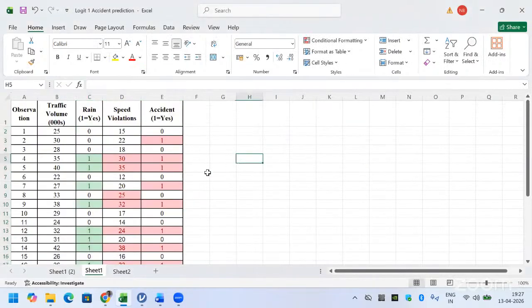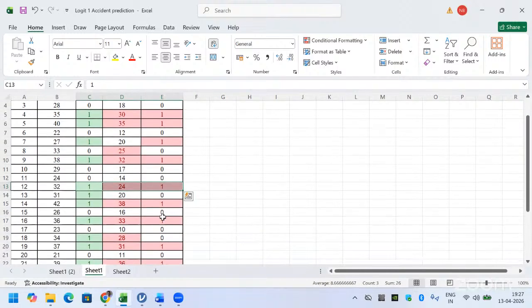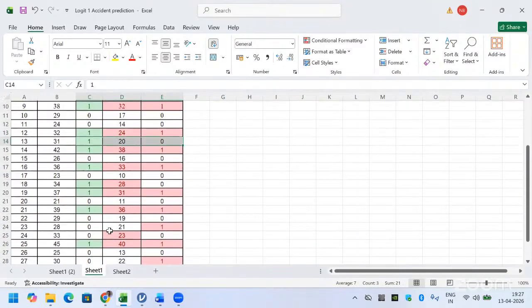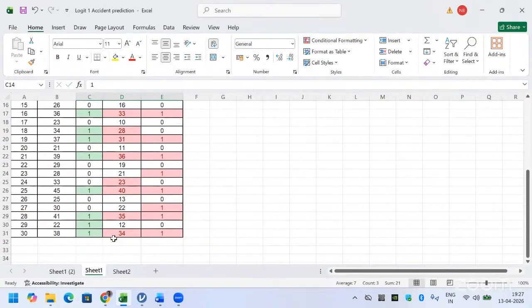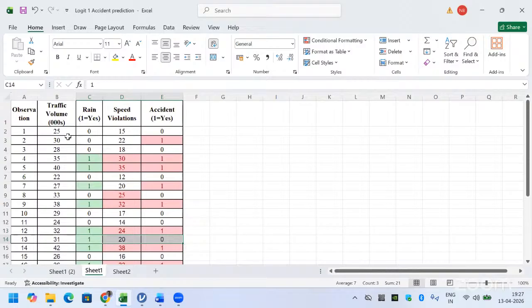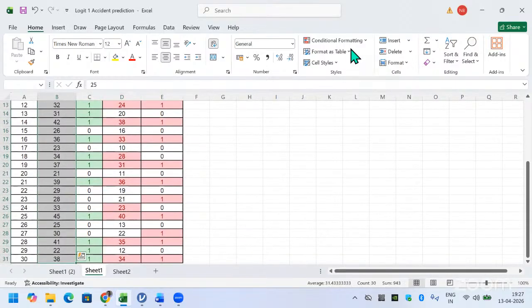I'll see whether rain is causing it. Yes, in these two instances, rain has caused it. In this instance also, rain has caused it. This instance, rain has caused it. Here also rain caused it. But here, rain did not cause an accident. So there are certain times where rain has caused an accident, and certain instances where rain did not cause an accident.